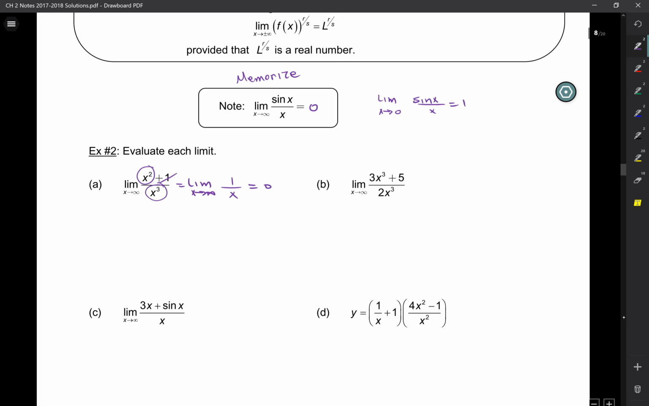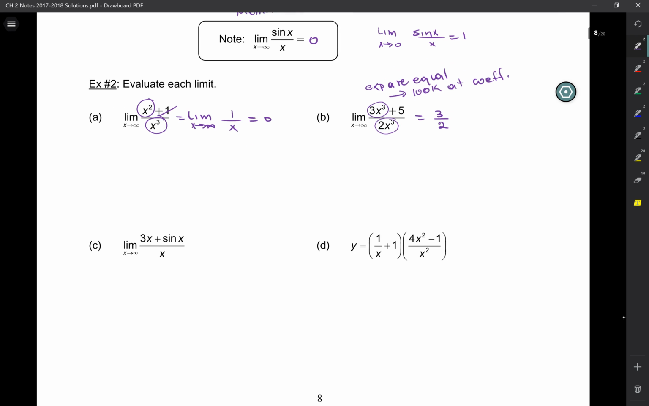All right, so take a look at this one. Again, we're only going to take the term with the highest power on the top and the term with the highest power on the bottom. So when the exponents are equal to each other, all we look at are the coefficients. So exponents are equal, look at coefficients. So this is just 3 over 2. That's it.